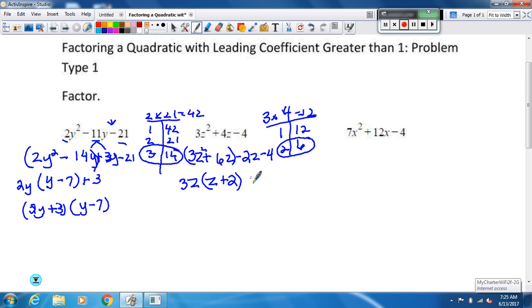Bring down the sign after the parentheses, and you can divide these numbers by 2. So your final answer is 3z minus 2 times z plus 2.